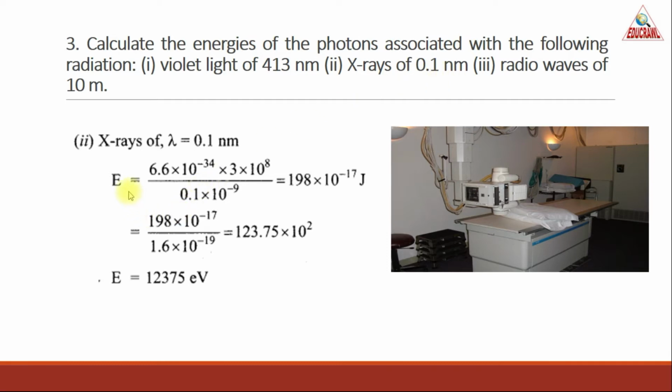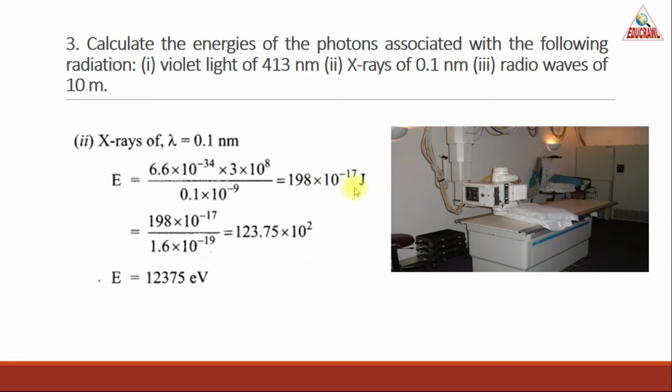Using the same formula, E is equal to h nu, where nu is equal to c by lambda. We substitute the given data, we get E is equal to 6.6 into 10 power minus 34 into 3 into 10 power 8, the whole divided by 0.1 into 10 power minus 9. Simplifying, we will get the answer as 198 into 10 power minus 17 joule.